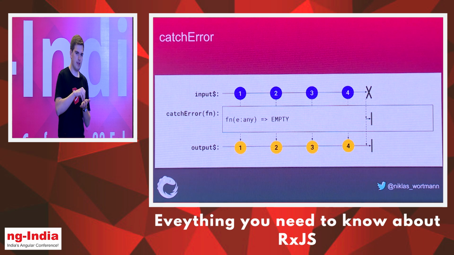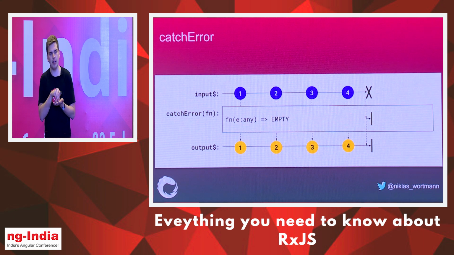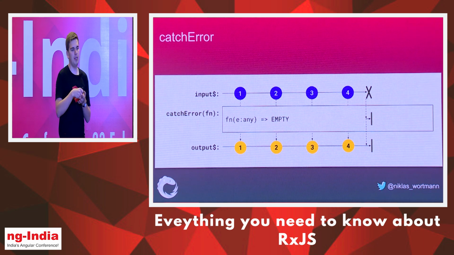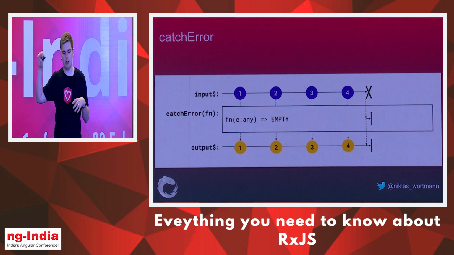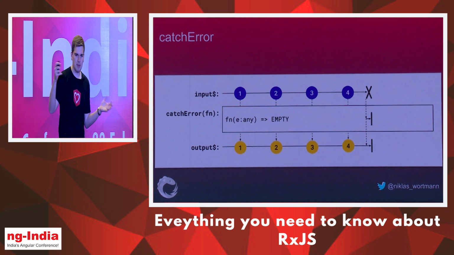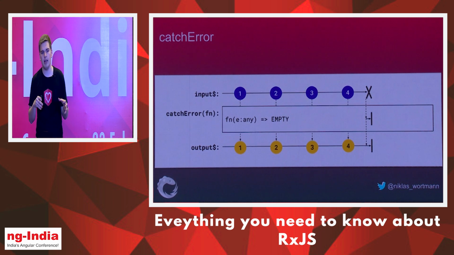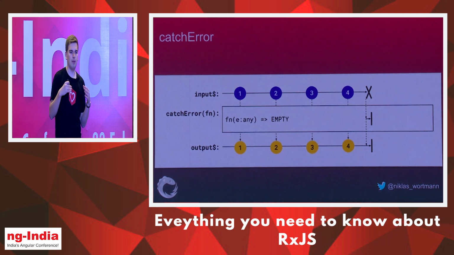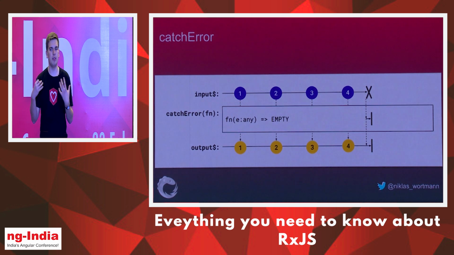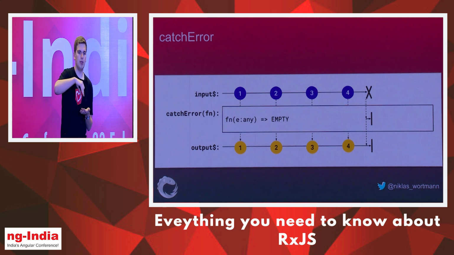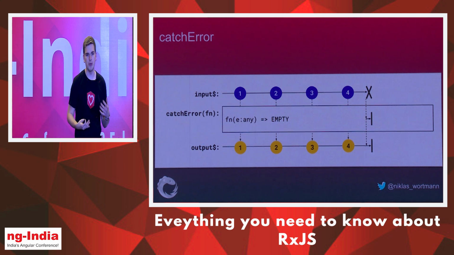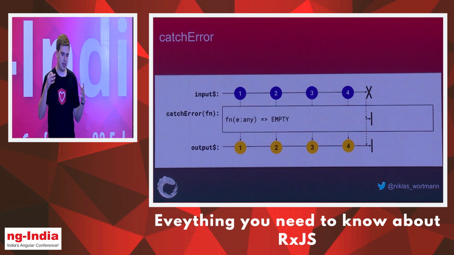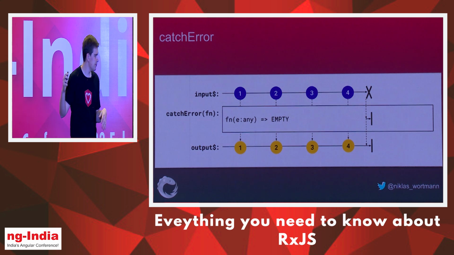catchError is just triggered in case of an error, and you have to return an observable emitting an item or whatever. And this one is used for the output stream. So in this case, we are returning an empty observable, so there's no value passed to the output observable. In most cases, so for example, if you're fetching a list from an HTTP server, you could also return an empty array, all those kind of things, or an observable of an empty array, depending on your use cases. But be aware, you have to return an observable from it.